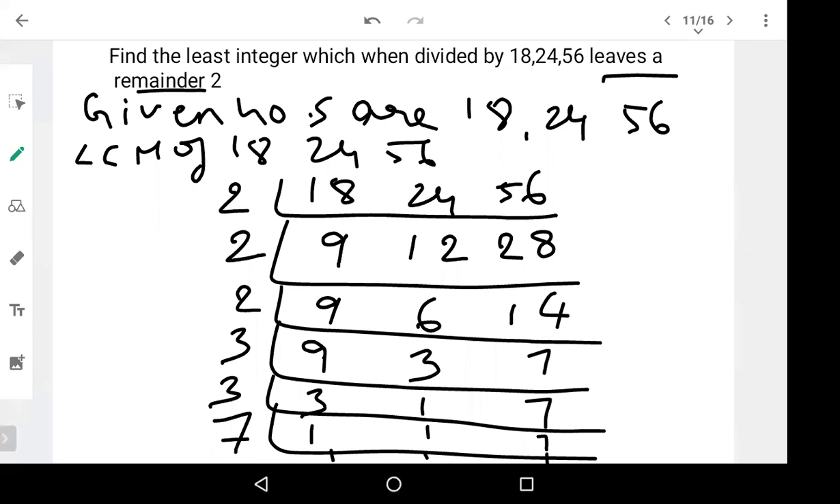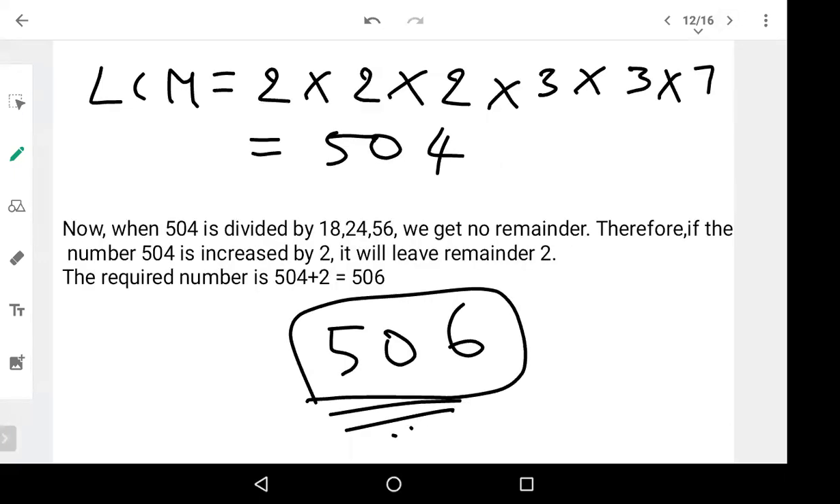We found out that one number which, one second. Okay, so we found out one number where that number which when divided by 18, 24 and 56, we got the remainder of 2. Now let us understand only this last part. Yeah, 504 is the LCM which we found, correct.